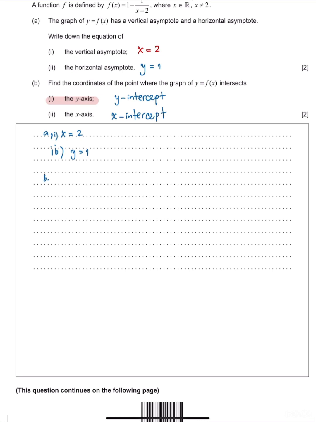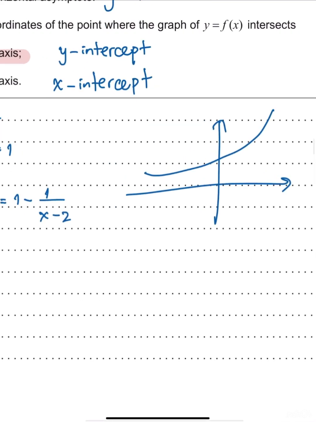So for b, we had f of x equals 1 minus 1 over x minus 2. If you want to find the y-intercept, that means you just let x equal 0. Why? Because the graph, like this curve, intersects with the y-axis. So this point doesn't contain any value of x, which means x is considered 0. When I say it doesn't contain, it means it doesn't contain any number besides 0.